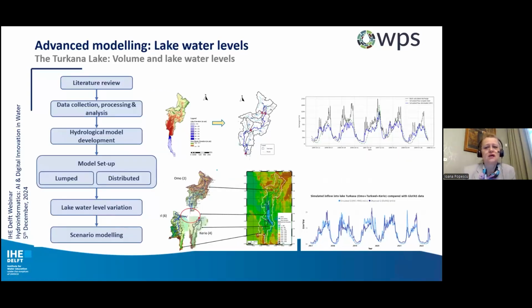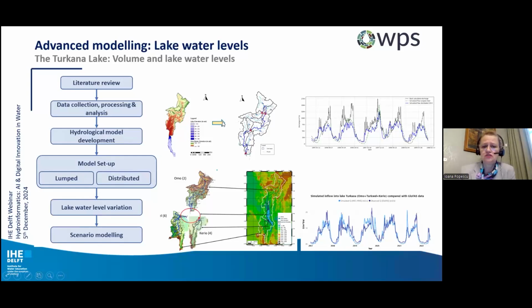So how to address this problem? We did a lot of data collection and hydrological model development, and the hydrological model had two steps. There were lumped and distributed hydrological models, built by us during the research. Based on these models, we can see all the inputs into the lake. We could compute the lake water variation, and then do scenario modeling, namely determining what will be the extent of lake surface area given different inflows, and of course the outflow is evapotranspiration.